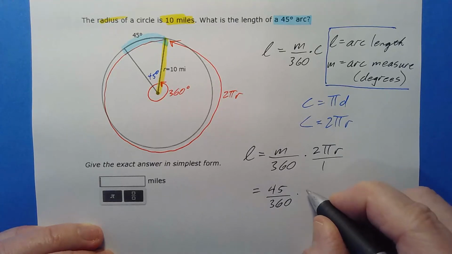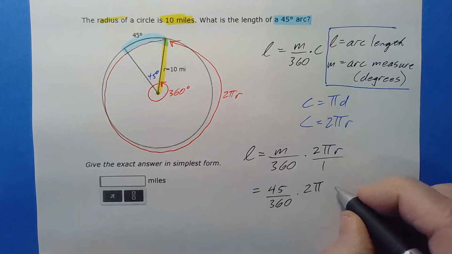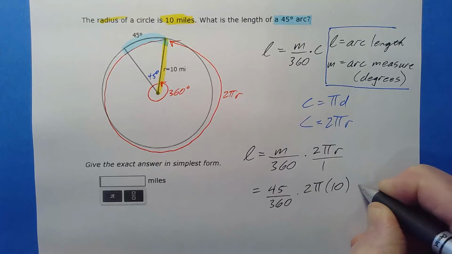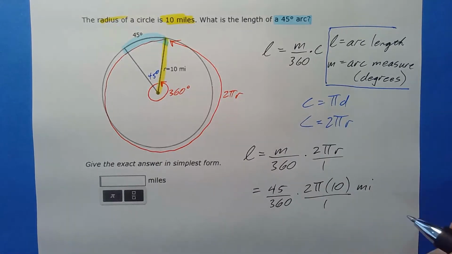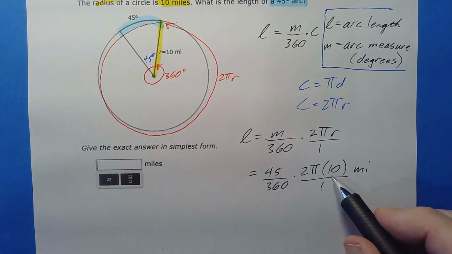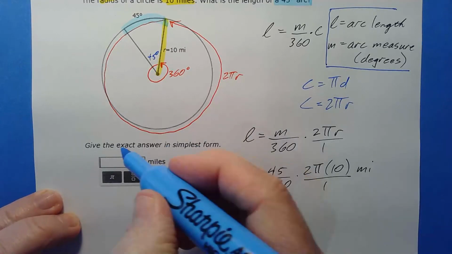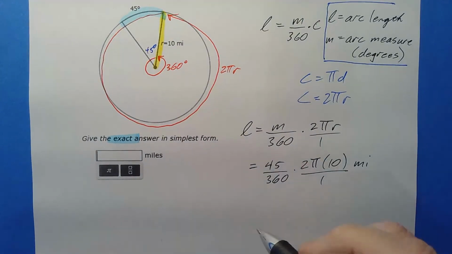Now 2 pi r, we know what r is. R is 10 miles. I'm just going to put the miles out here so it doesn't get mixed up with everything else, but I'm going to keep it there so I don't forget we're talking miles. All right, now notice what it said here though. It wants the exact answer. When it says exact, that tells me I'm going to leave pi alone. I'm not going to put 3.14 or anything like that. I'm going to leave it alone.